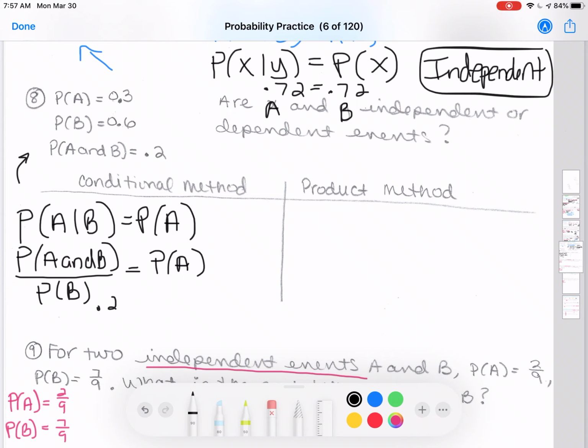So we have 0.2 over 0.6 equals 0.3. Now compare the two decimals, divide them out. I get 0.333, right? Is that equal to 0.3? They're not the same. So they're different.